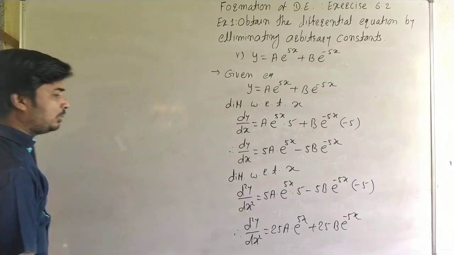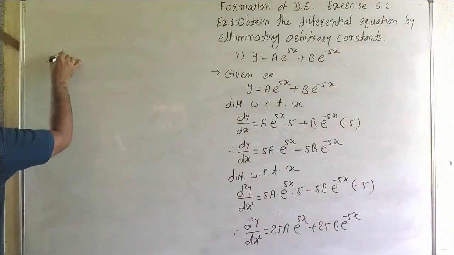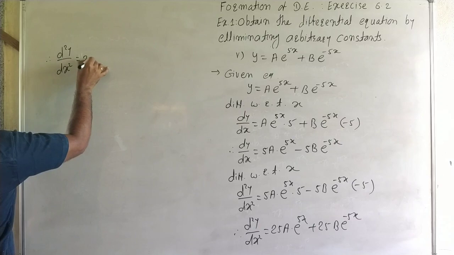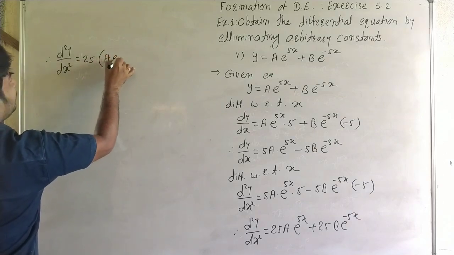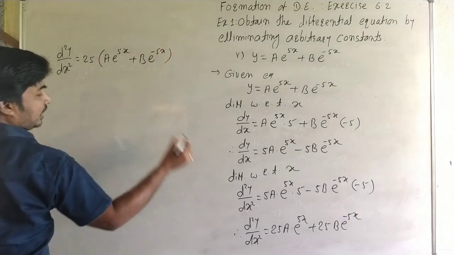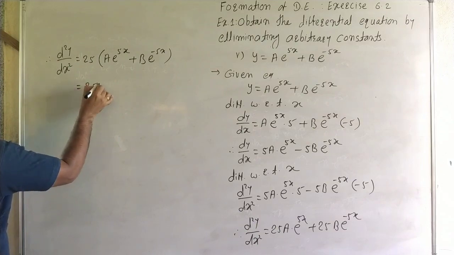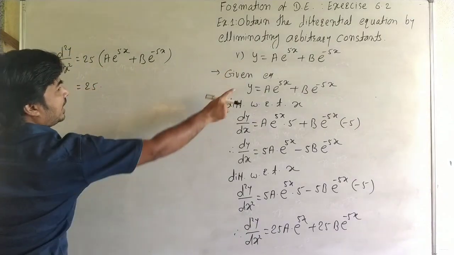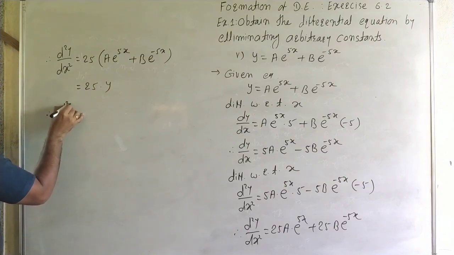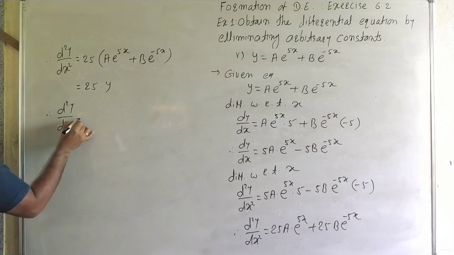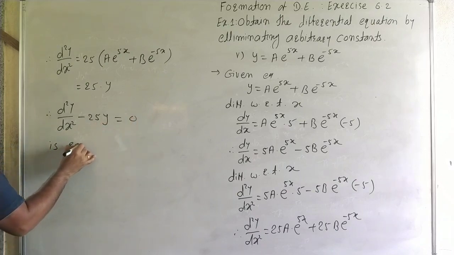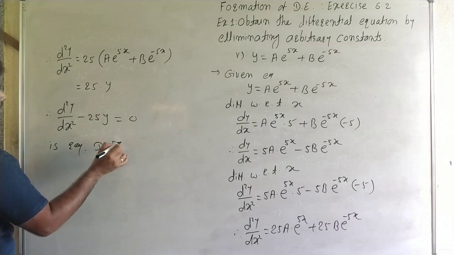Now here we can take 25 common, therefore we get d2y by dx2 is equal to 25 into (a into e to the power 5x plus b into e to the power minus 5x). We take 25 common, and therefore it is 25 into this term, which is y. And therefore the last answer: d2y by dx2 minus 25y is equal to 0 is the required differential equation. See carefully this.